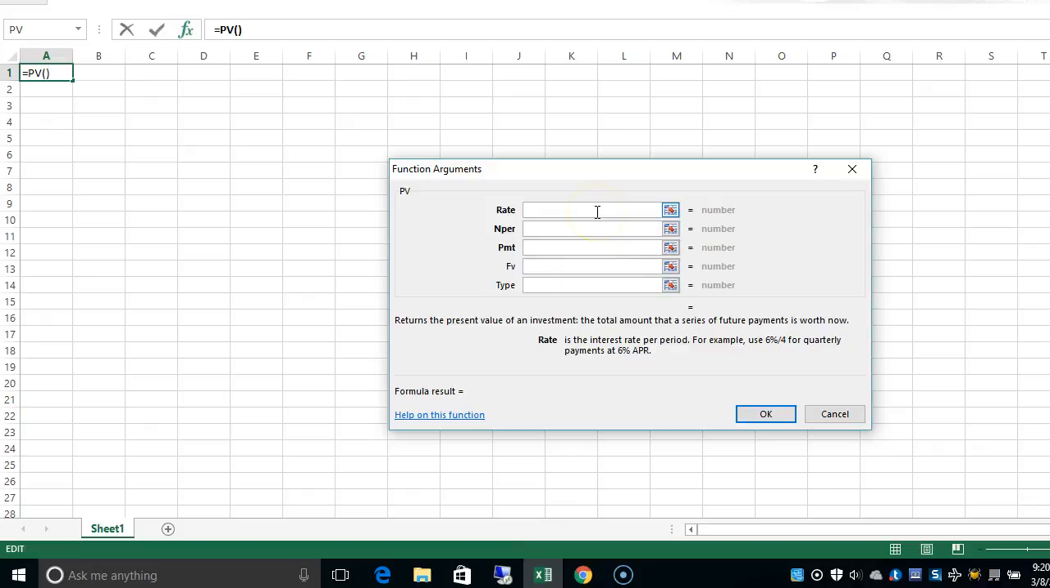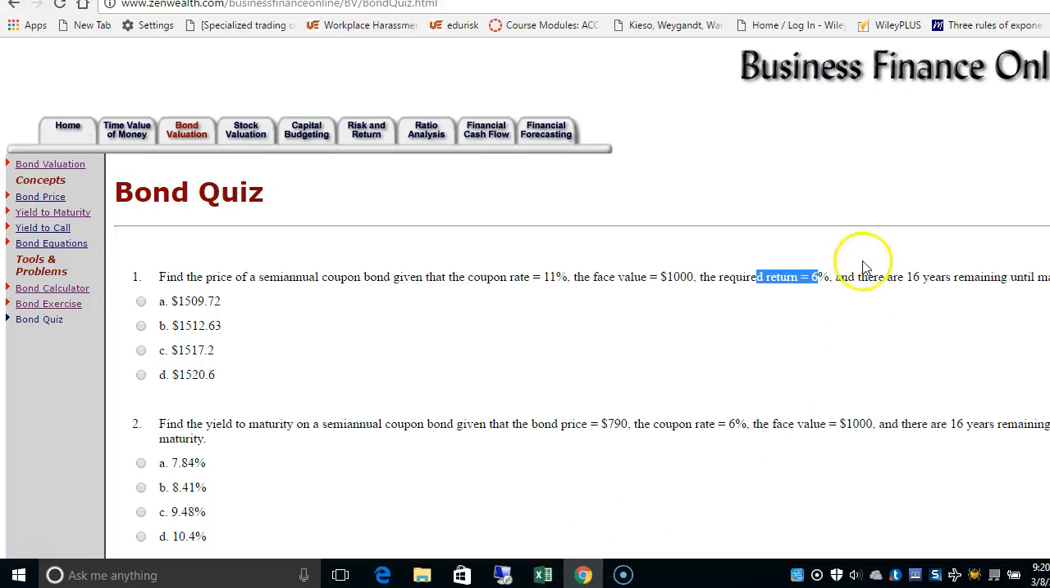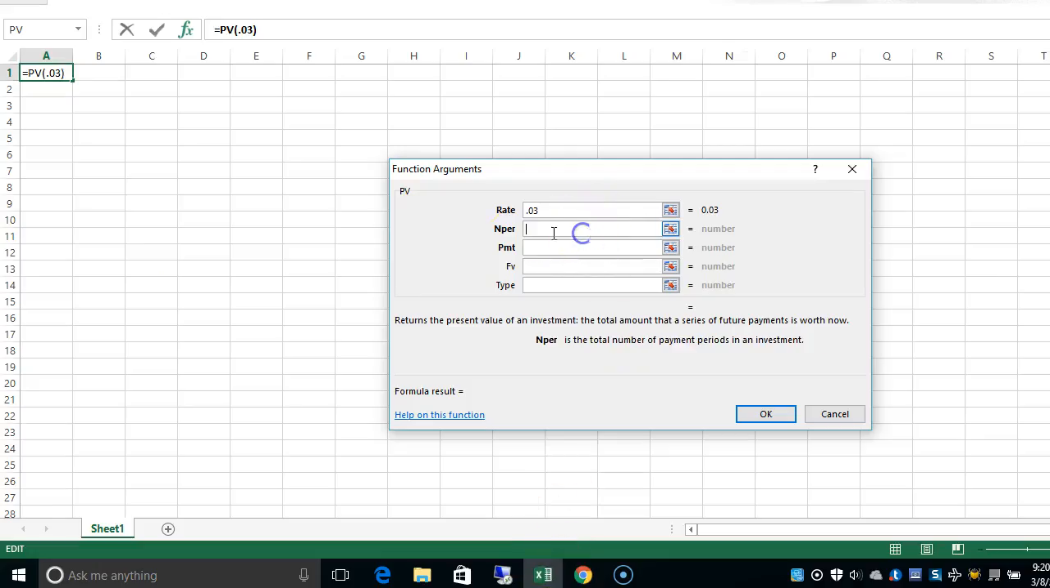Because it's semi-annually, that gets divided by 2. The number of periods is 16 years. We have to convert that to semi-annual. So we're making 2 payments a year, so it's 32 payments. Notice this is number of periods, not years.